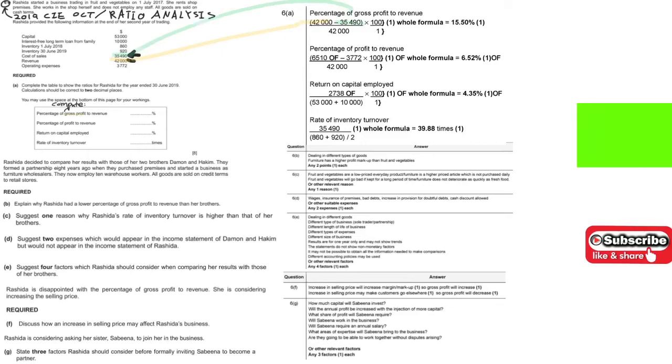So first of all, we need to compute the gross profit by doing it like this: sales minus the cost of sales. I will put it down for you. So this one equals sales minus the cost of sales. As you can see on the right hand side, it will be done like this.